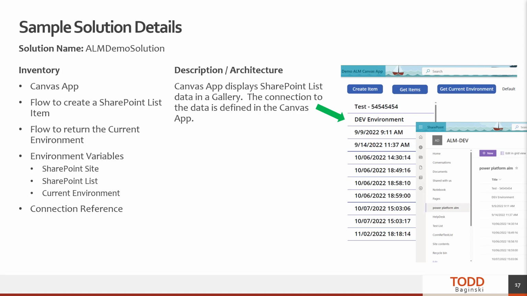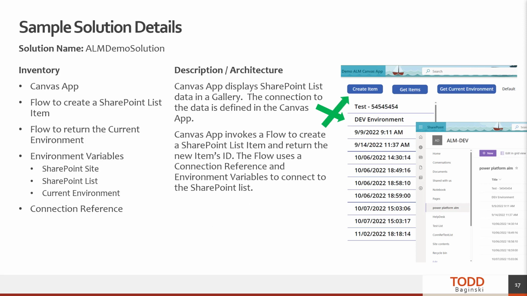There's another piece of the puzzle. The Canvas app also will invoke a flow to create a SharePoint list item and then return the new item's ID. And here you can see I put an arrow to the button that will allow me to do this. The flow that is invoked by this button uses a connection reference that I talked about when I went through the inventory, and the environment variables of the SharePoint site and the list to know how to connect to which SharePoint list, depending on which environment I deploy it to.